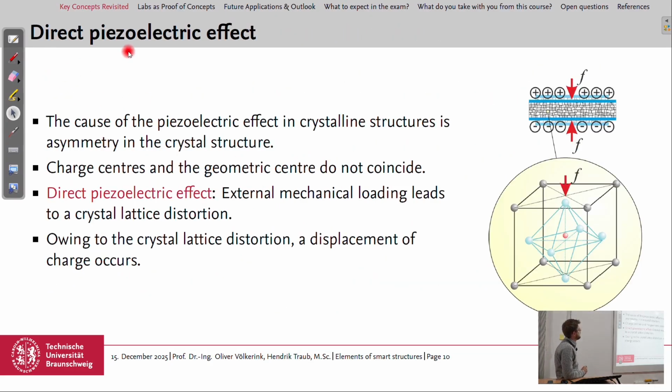So the direct piezoelectric effect, the effect we use when we use this multifunctional material as a sensor, again is caused by the crystalline structure or the asymmetry in the crystalline structure. The charge center is not the geometric center in the crystal, and if we have an external loading, this would distort the lattice, and this yields a surface charge which we then can measure.